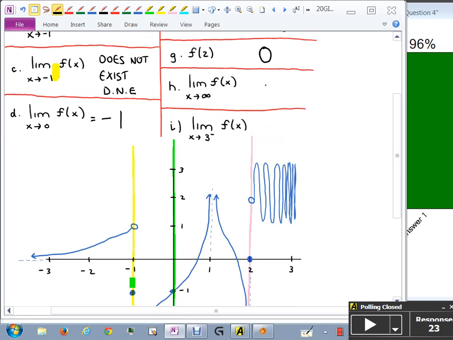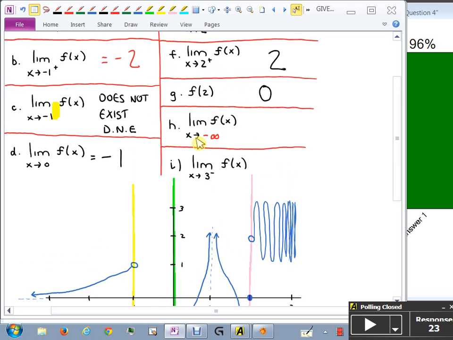What happens as x goes to, you know what? This was supposed to be -infinity. Let me change this. -infinity. What does this mean? What do you think that means?